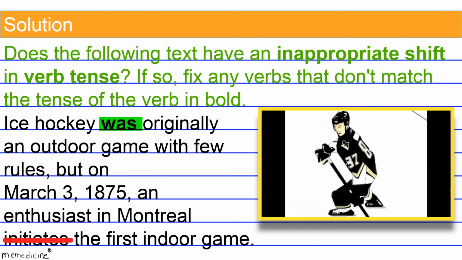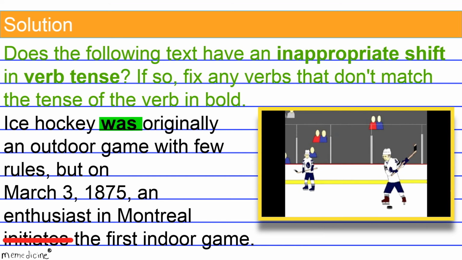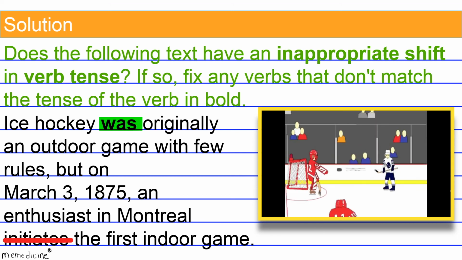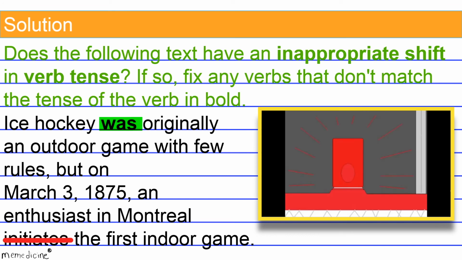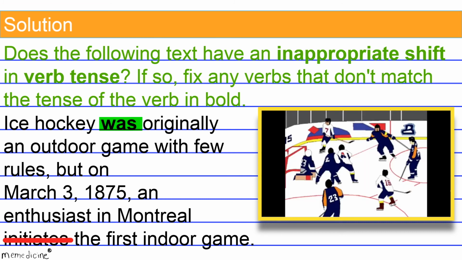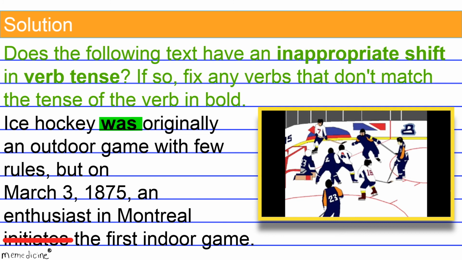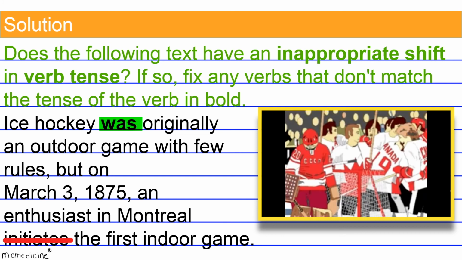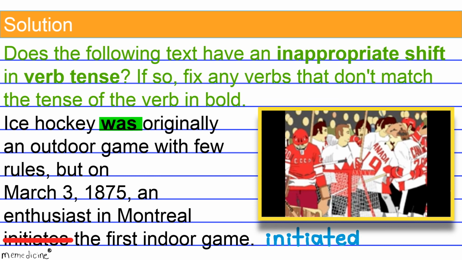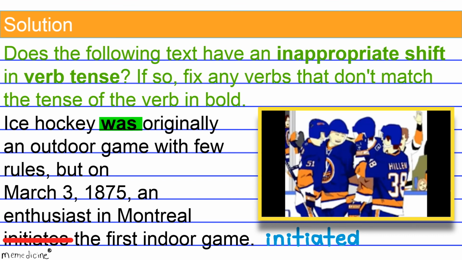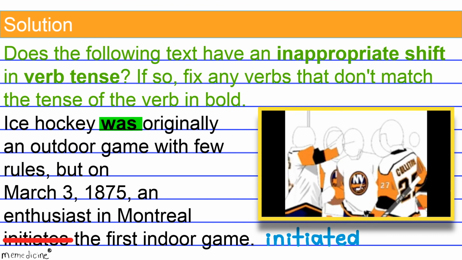Although this stated fact is a truthful detail, it is not a persistent general truth that remains so throughout time. It was an isolated event that occurred in the past. Change initiates to its simple, singular, third person, past tense verb form to restore consistency. Here you have it. We've changed initiates to initiated. It's simple, singular, third person, past tense verb form. We have restored consistency, and this verb form is now correct.